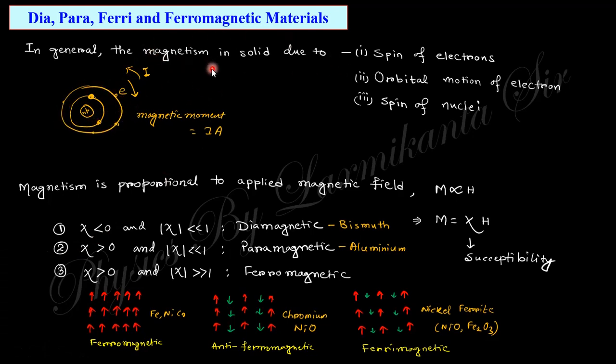So the magnetic property arises within the solid due to what main effect? The spin of the electron, that is the spinning property, or the orbital motion of the electron, and the spin of nuclei. So these three factors cause the magnetic property within a solid. I think it is clear why the magnetic property arises within a solid. Depending upon the solid, this property will be different. That means the solid materials are known by different names.